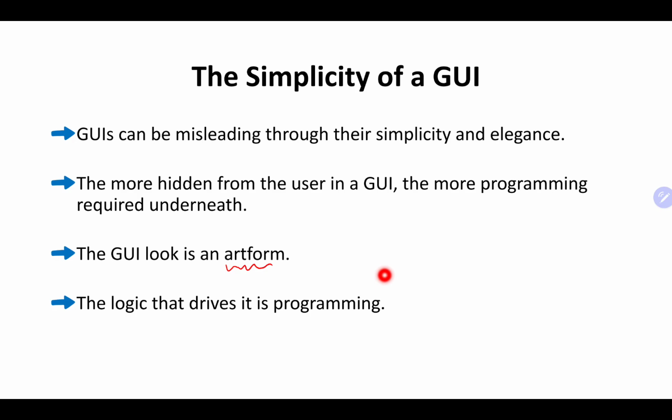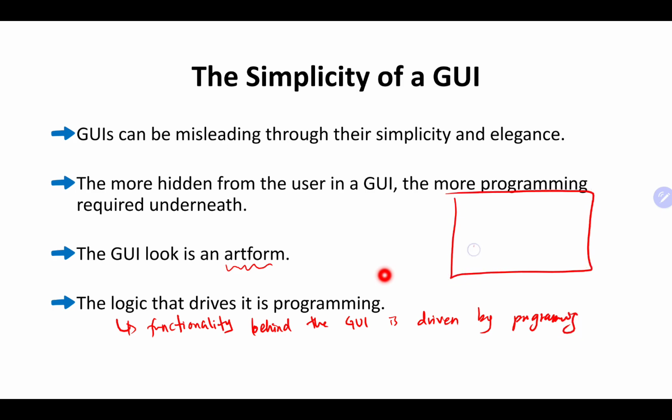And then the logic that drives it is programming. This means that the functionality behind the GUI is driven by programming. So let's say when we want to create a GUI and we want to have 3 buttons. How do we create these 3 buttons? Using the functions inside the programming code.